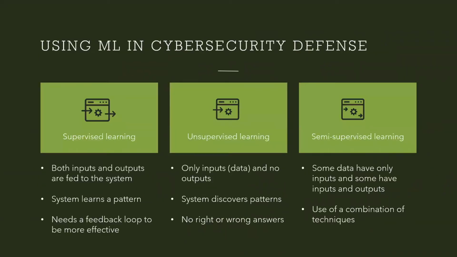In unsupervised machine learning, there are only inputs. So you've got the data, but you've got no output. So how does this really work? Well, it's up to the system to discover patterns in the data. Once the patterns are discovered, they can then be shown to the security analyst so that corrective action may be taken. In unsupervised learning, at the very beginning, there are no right or wrong answers. The system is only trying to look at the data and make sense of what it says.